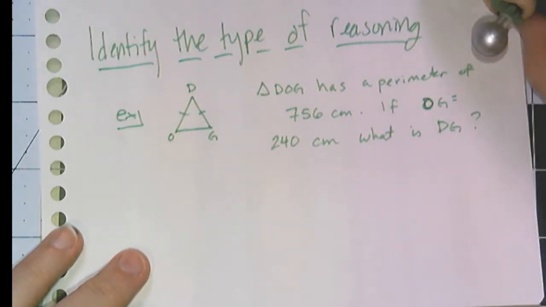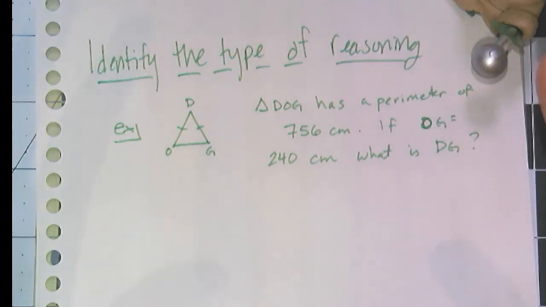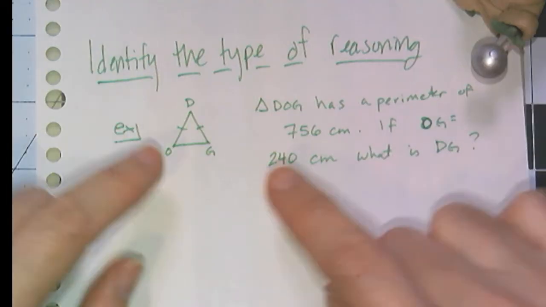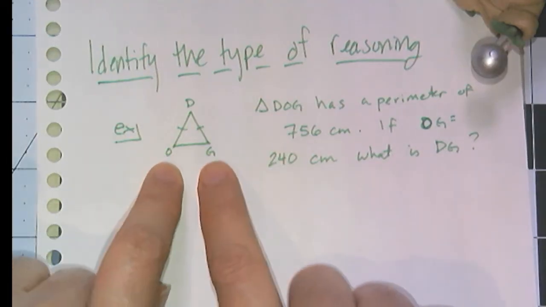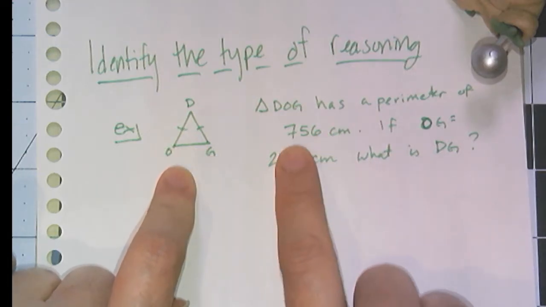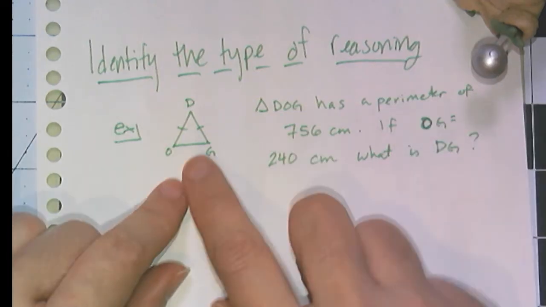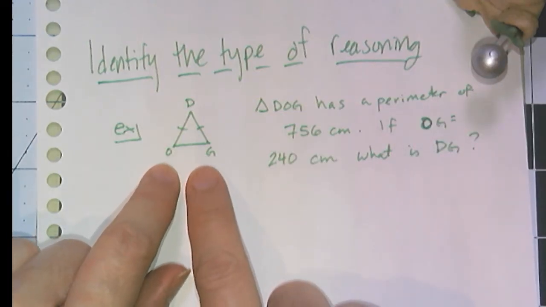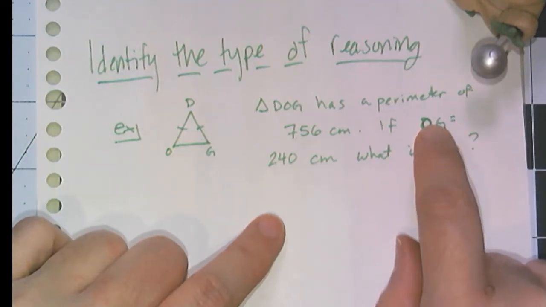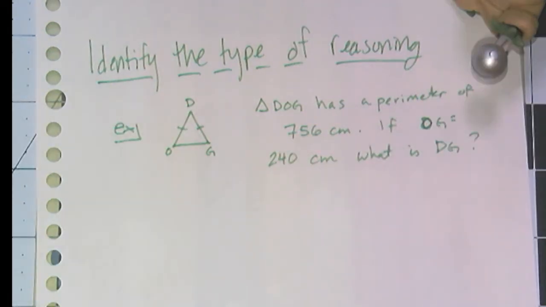So now we're going to look at a couple of examples, and your job is to identify the type of reasoning you would use to answer these questions. Okay, so I have triangle DOG, and I'm telling you by the drawing that it's isosceles, right? And then DOG has a perimeter of 756 centimeters. And so I ask, if OG is 240 centimeters, what's DG? And remember, without any symbols, OG and DG are the distances between those two points.